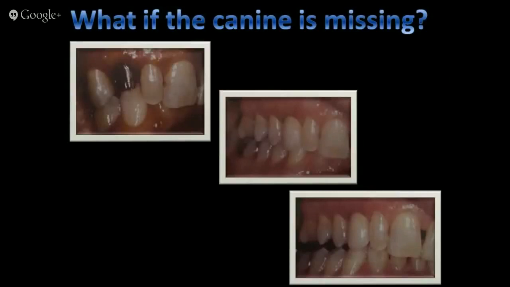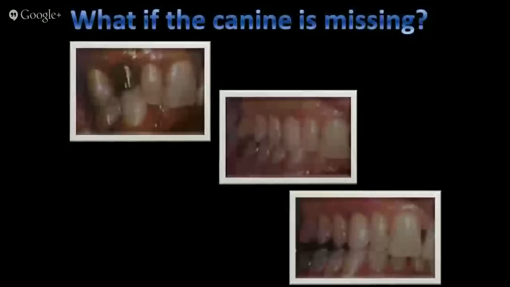God forbid if we happen to lose the canine, what next? My canine guided occlusion is out of the box. I have to replace a canine ideally with an implant. There is no second thought to it. If I have to give a bridge, my lateral incisor definitely cannot be an abutment tooth. So the implant should be the ideal replacement.